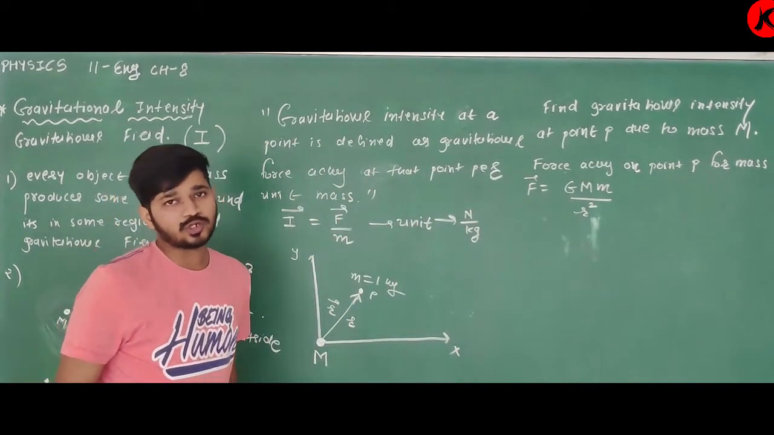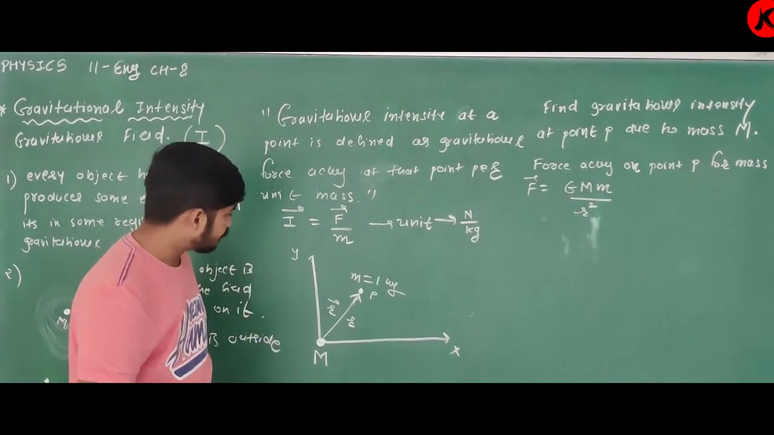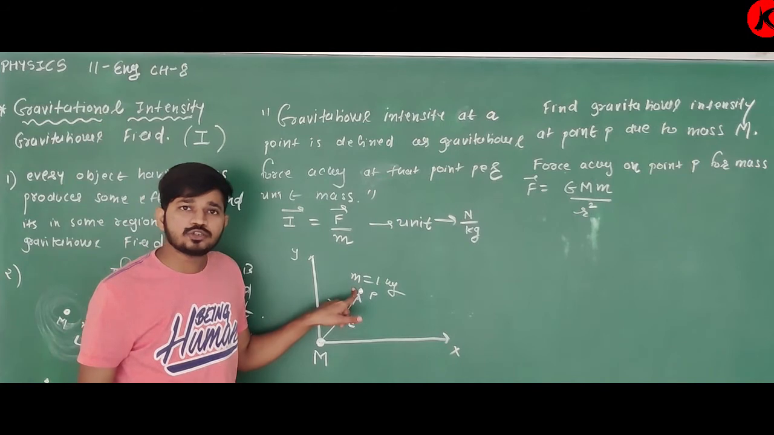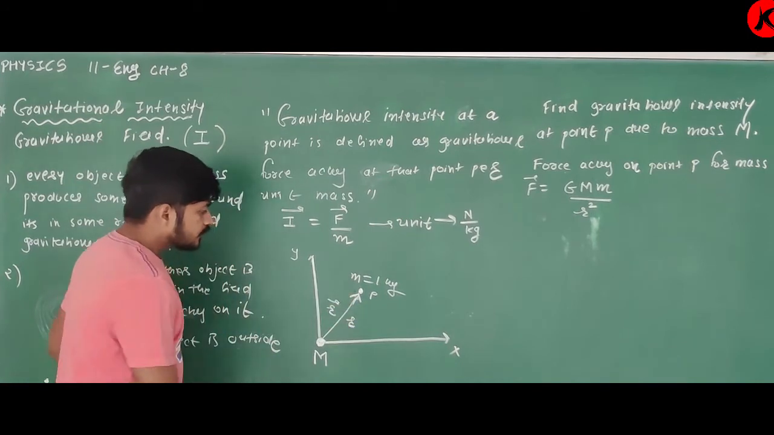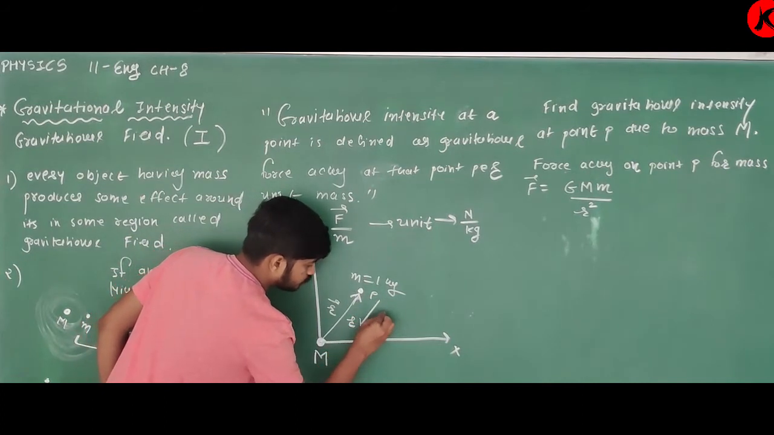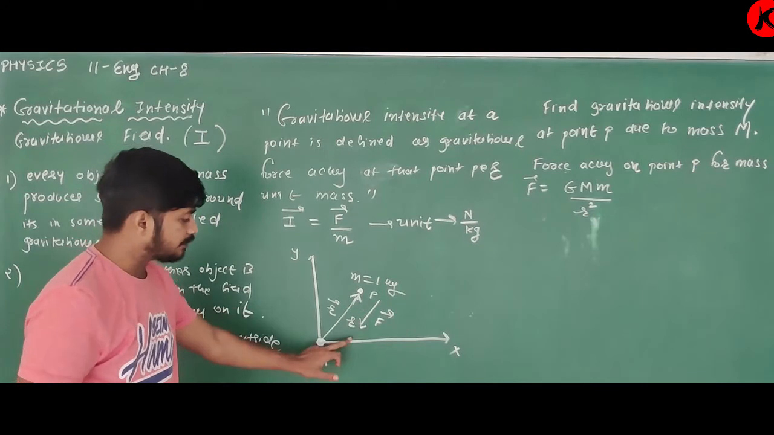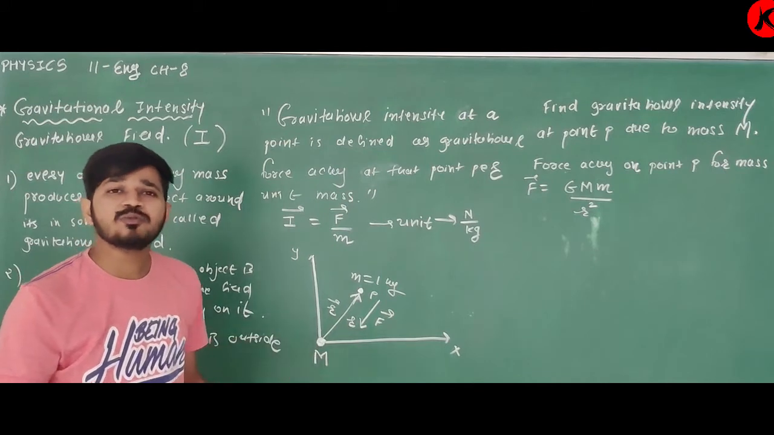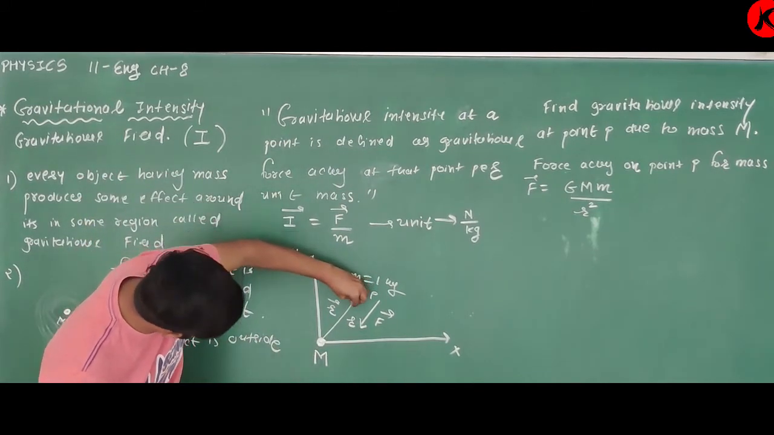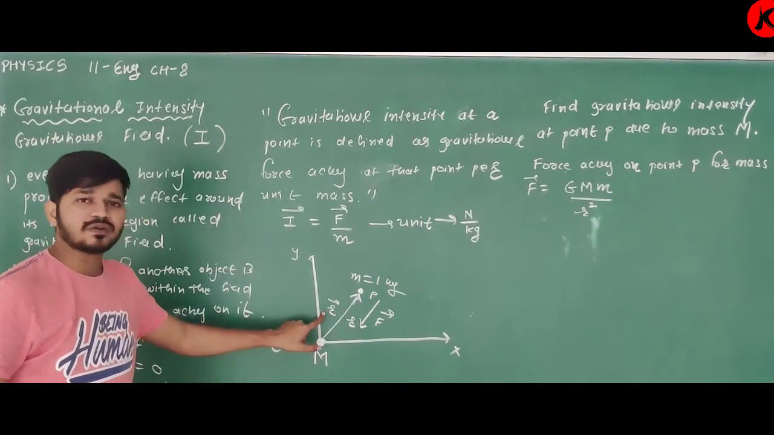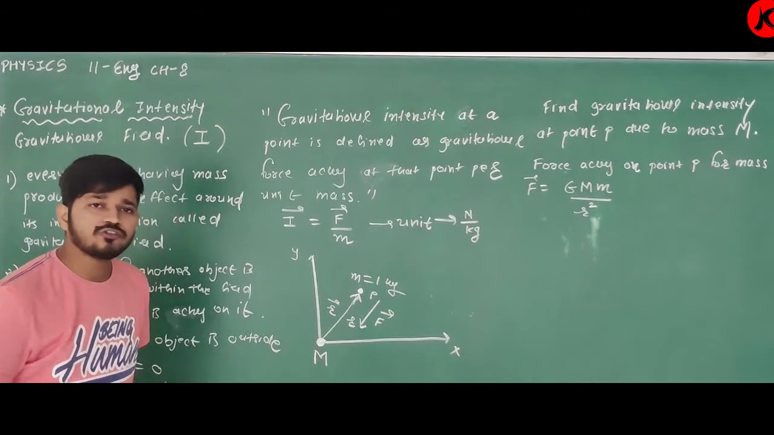Now, the important one, take care about this. On this point, the force acting is gravitational force, which is attractive. Attractive means towards. So the force acting on this point is towards the capital M, in this direction. And this force is acting in the opposite direction of the position vector.